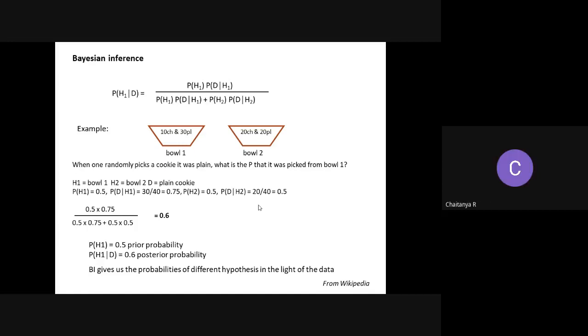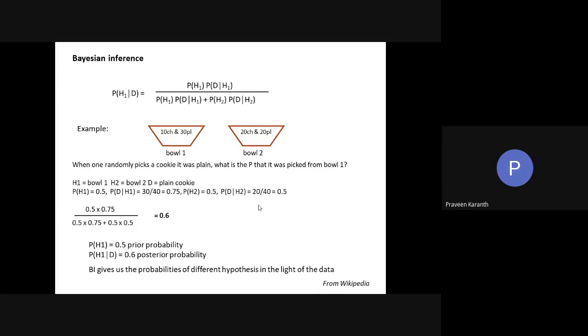Chaitanya, can I just interrupt for a minute? Sure. I think the posterior probability will still be 0.5, because if you plug in the values into the formula, you'll realize that it can't be more than 0.5. But I just wanted to point out that if you're blindfolded and you pick a cookie from one of those bowls, but you know that one of those bowls, which is bowl 1, has more plain cookies, and you have got a plain cookie, right?